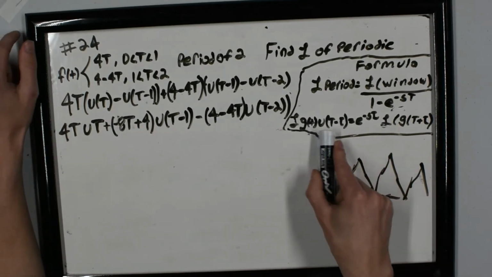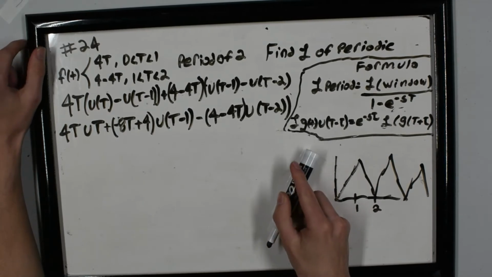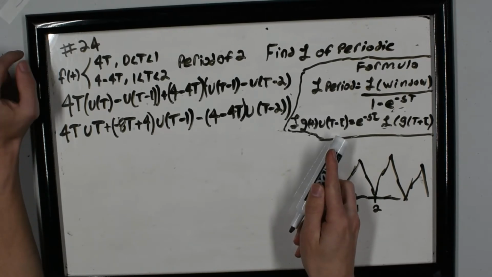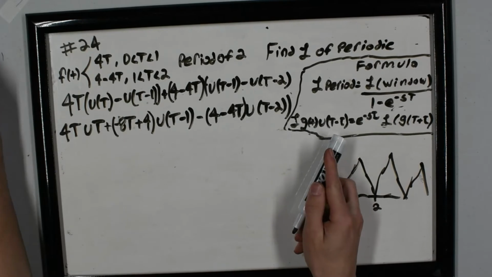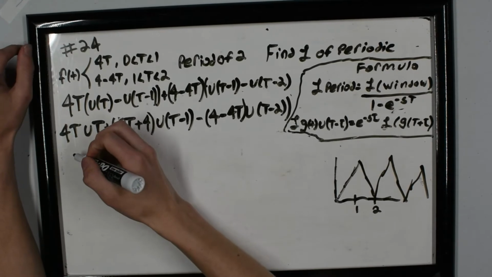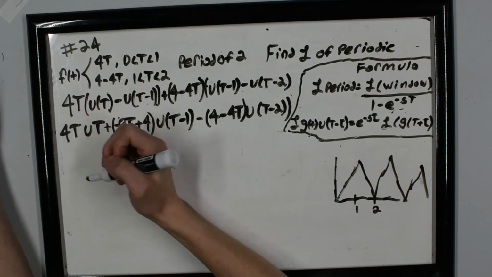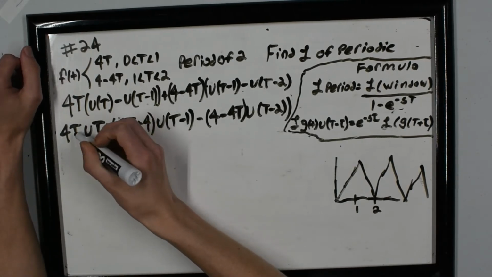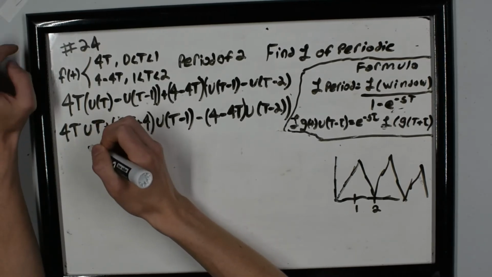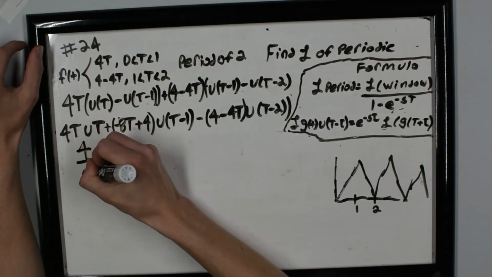And if you remember, it's this formula: the Laplace transform of a step function is equal to e to the negative s tau, where tau represents the number being subtracted from t, times the Laplace transform of g of t plus tau. Well, here it's easy because tau is 0, so we have e to the negative 0, which is just 1. And t plus tau is just t plus 0, so the Laplace transform of this step function is the Laplace transform of 4t, which is just 4 over s squared.